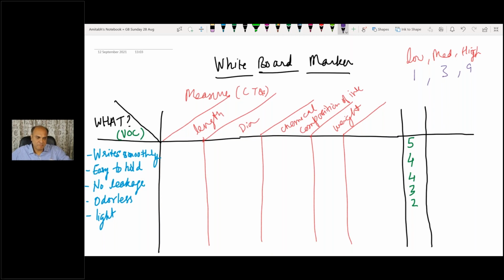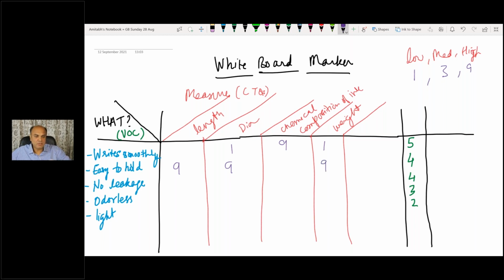Length of the pen and writing smoothly. Well, I don't think they are correlated, so I'll just leave it. Diameter and writing smoothly. Maybe holding the pen might affect the smoothness of writing. Maybe it's low. Chemical composition of the ink. Yes, it is very much related. Weight and writing smoothly, maybe related a little bit. Easy to hold. Yes, length would be highly correlated. Diameter will be highly correlated. Chemical composition of the ink is not correlated at all. Weight, yes, it is highly correlated.